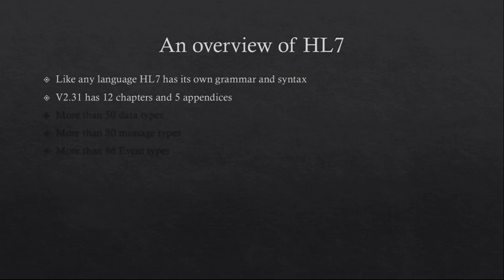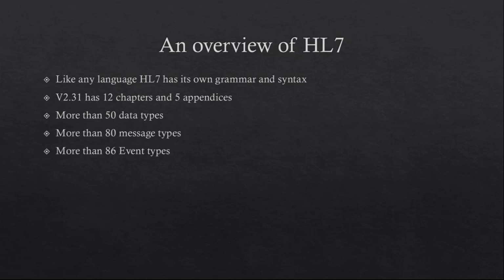It has more than 12 chapters and 5 appendices, and it has more than 50 data types. With the latest versions, which are 2.7 and 2.8, we have around 89 data types, out of which we'll be covering most of them, and we have 80 and 86 event types and message types as part of them.